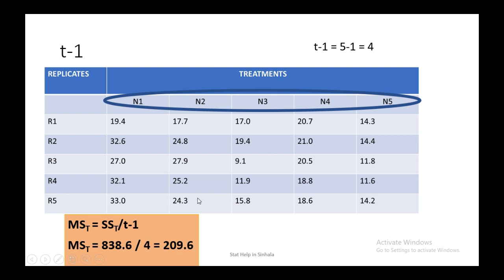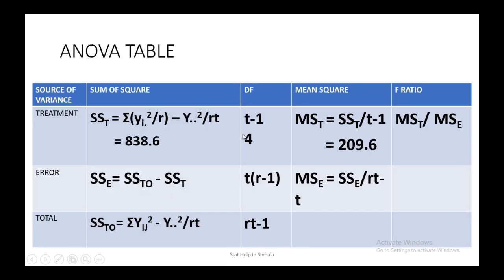Then we can calculate mean square treatment. Mean square treatment is equal to the sum of square treatment divided by the degrees of freedom for treatment. So the sum of square treatment we have calculated. Then that answer should be divided by the degrees of freedom of the treatment. Then we can have the mean square treatment. So now we have completed this part.